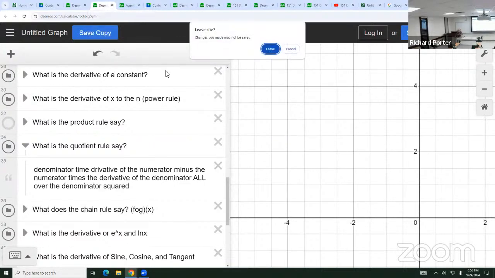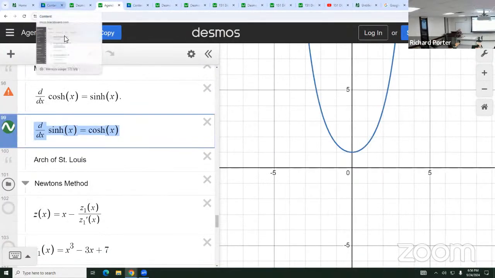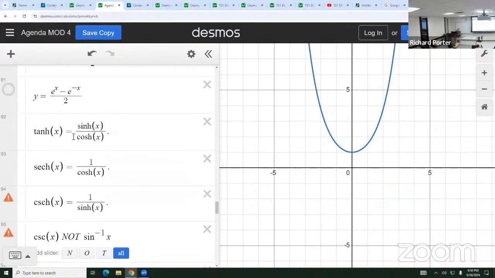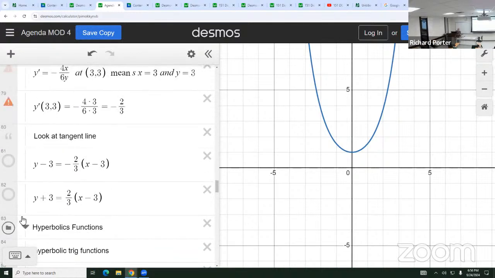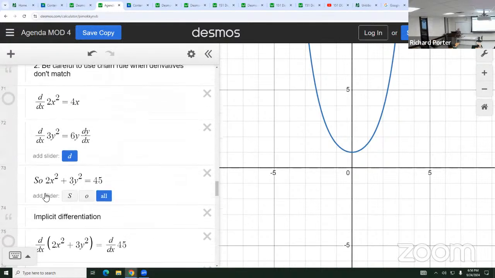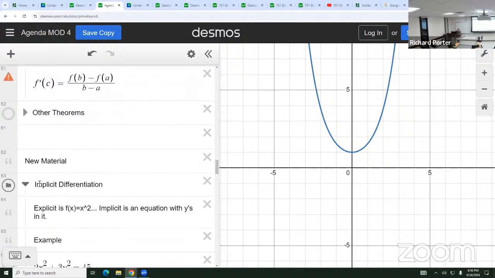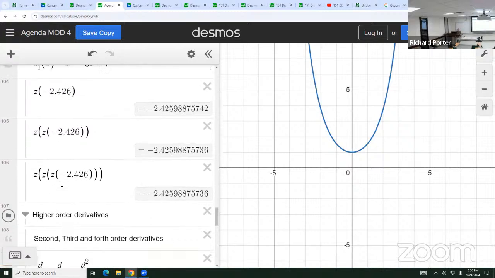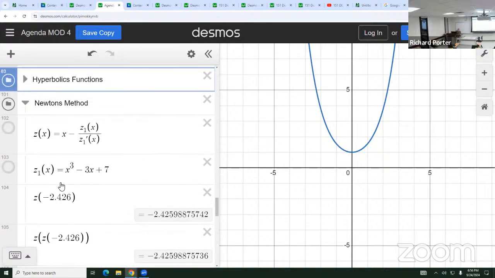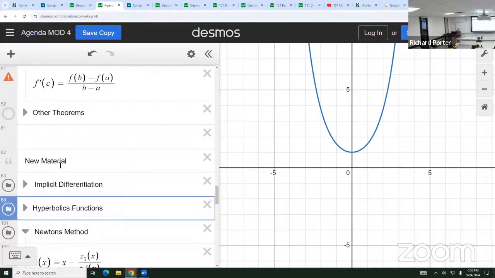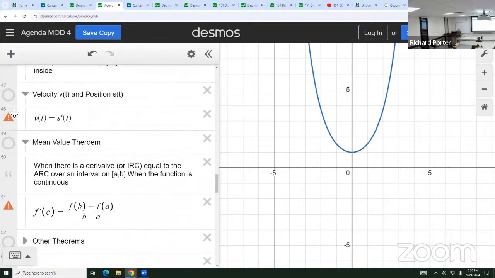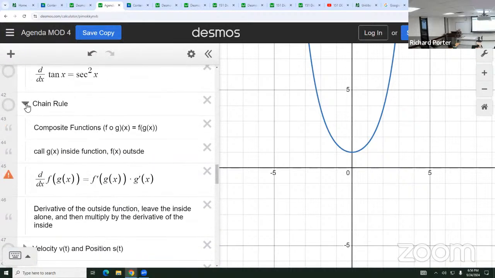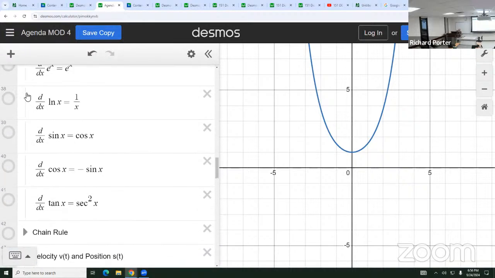Let me get rid of this. Okay, next thing, Newton's method. It's another application of derivatives. And it's a lot to do, but let me finish it off in a very quick way. Newton's method is used to find the zero of a function.